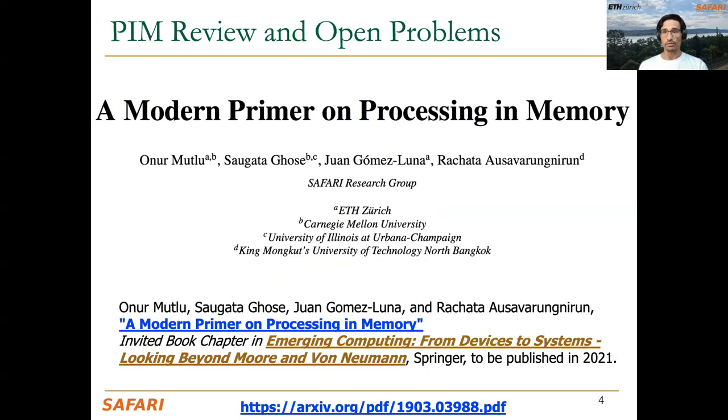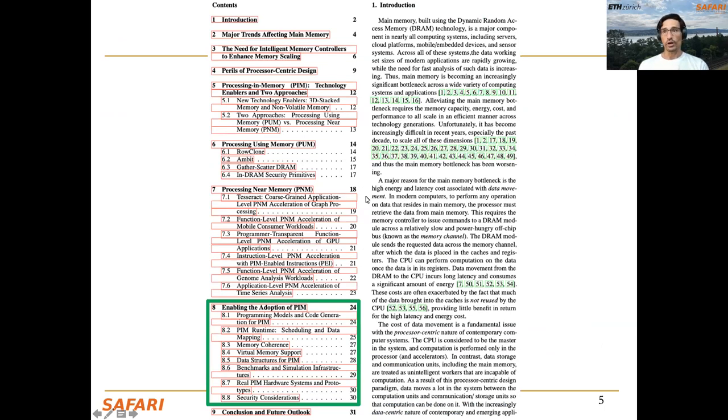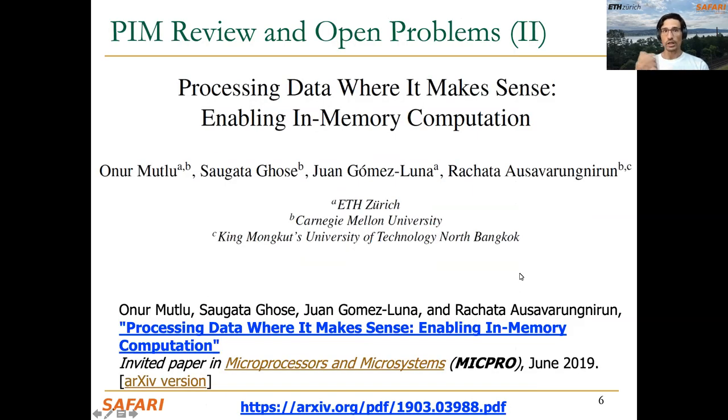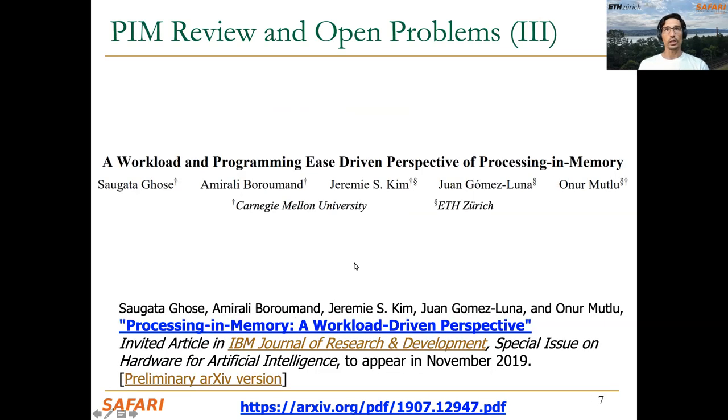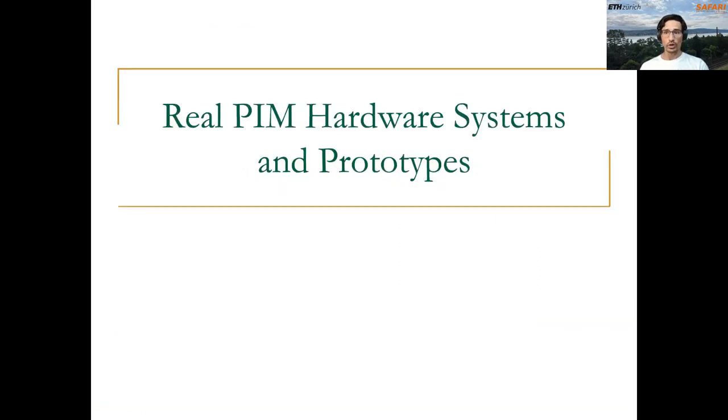All these challenges and barriers for adoption and the different research directions that are important to explore to solve them are covered or at least introduced in our book chapter, A Modern Primer on Processing in Memory, that you can find in arXiv. And here, in the table of contents of the book chapter, you can find section 8 about enabling the adoption of processing in memory. Also covered, not in so much detail, in the shorter version of this work that we published at MICRO in 2019, and also the paper published in the IBM Journal of Research and Development.